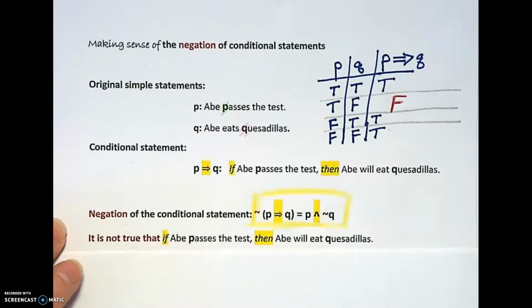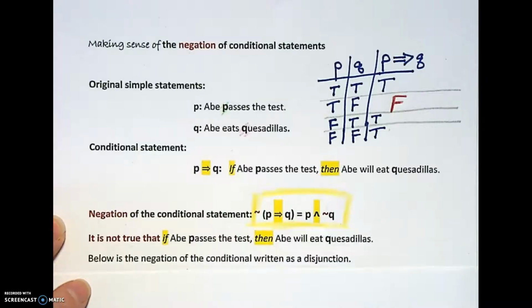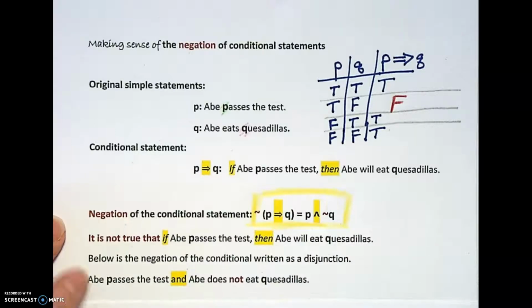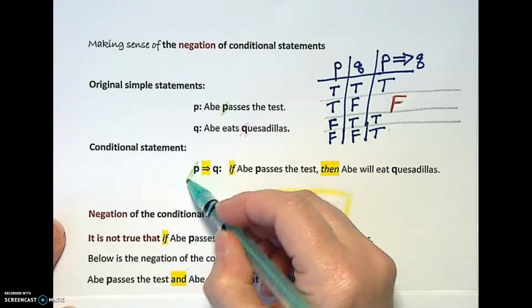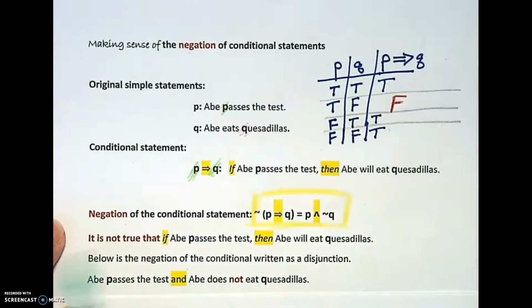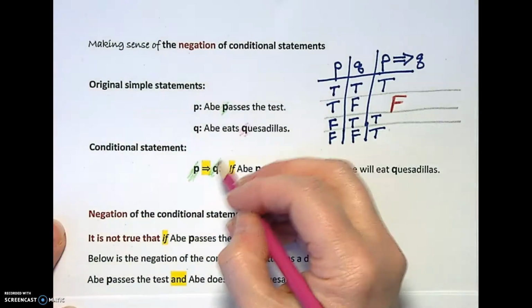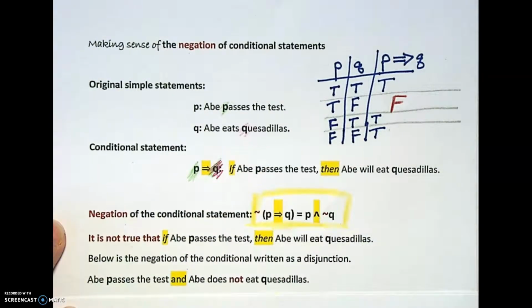Okay, so then I'm going to write the negation. It's not true that if Abe passes the test, then he will eat quesadillas. The only case that statement is not true is if Abe passes the test and he does not eat quesadillas. So I'm going to highlight a few more things to make more sense of this, as long as I have the same colors as before. So we've got P implies Q, oh shoot, Q was supposed to be pink. Can I make that pink and not mess this up? Pink. Now it's a mess.